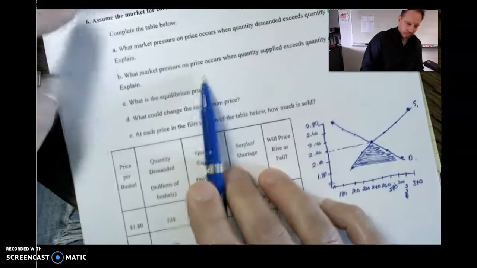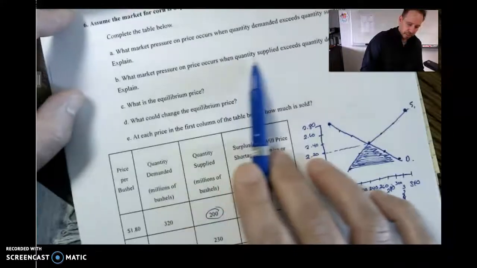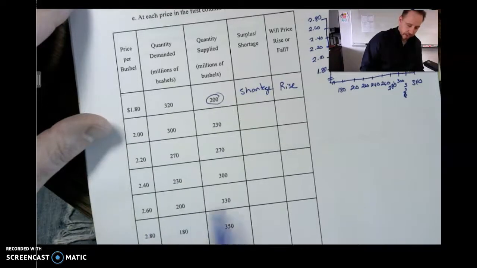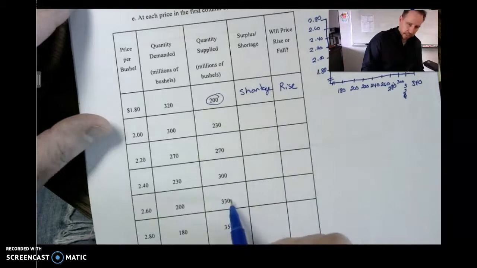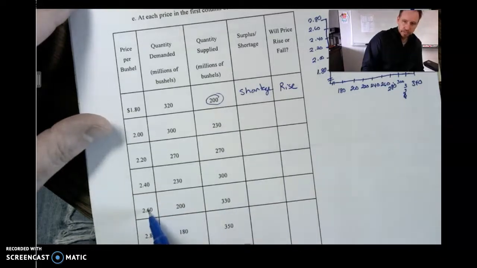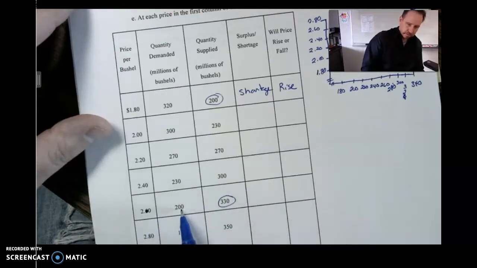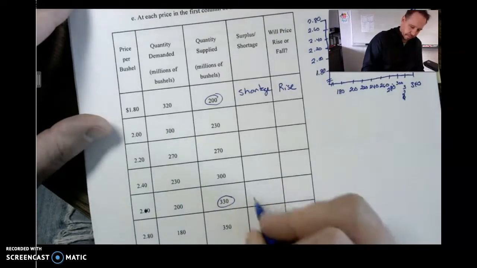What happens to market pressure on price when the quantity supplied exceeds the quantity demanded? Well, you're going to find that in this range. When you come down to $2.60, at that price, demand has dropped off, only 200, but you have a lot of suppliers willing to produce at that price. There's a lot of incentive because of higher margins and the ability to make more profit. However, there are not a lot of buyers willing to take it. So at that price we're going to see a surplus.